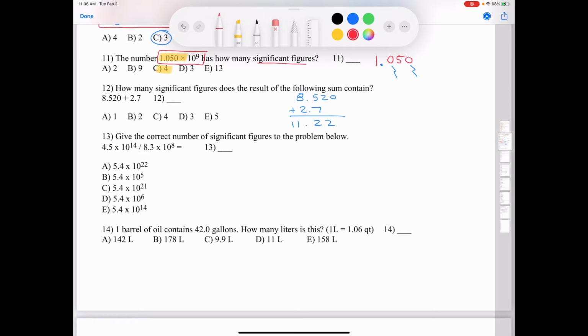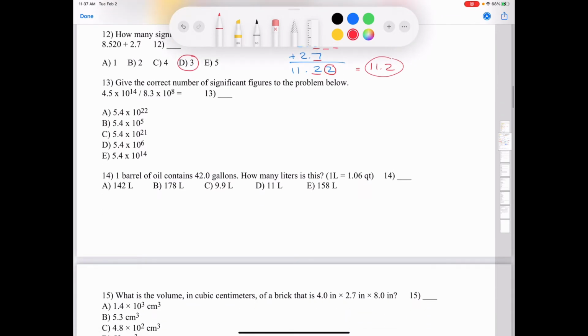Now the first number has 1, 2, 3 decimal places, but 2.7 only has 1 decimal place, and so we can only report our final answer to 1 decimal place. The number that follows the 2 is a 2, which is one of 0, 1, 2, 3, 4, and so it doesn't need to be rounded up. And so the final answer is 11.2, and there are 3 significant figures in 11.2. Let's move on to number 13.